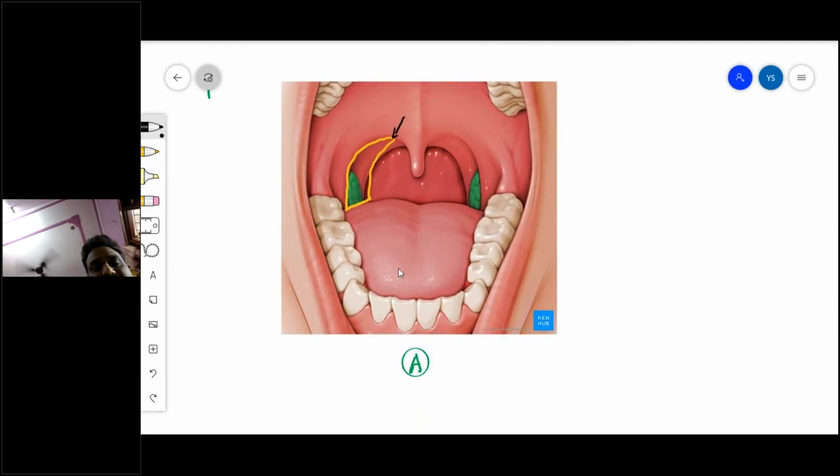So apex is formed by soft palate, and base is formed by dorsal 1/3 of tongue, and anteriorly it is bounded by palatoglossal arch, and posteriorly bounded by palatopharyngeal arch. So these are the boundaries of the tonsillar fossa. Whatever you see in green color inside the tonsillar fossa, that one is the palatine tonsil.